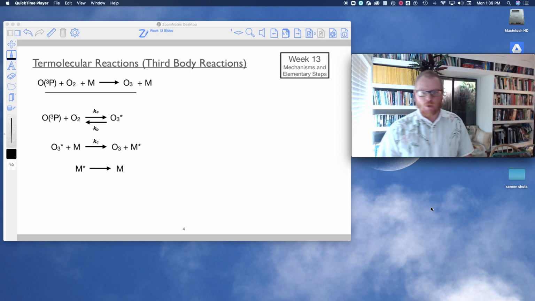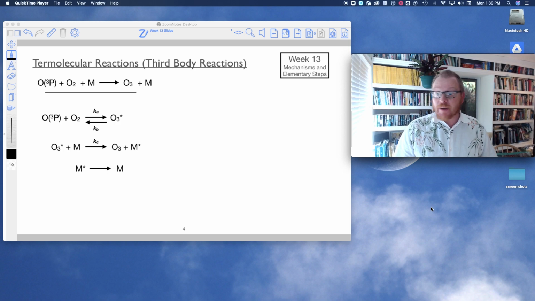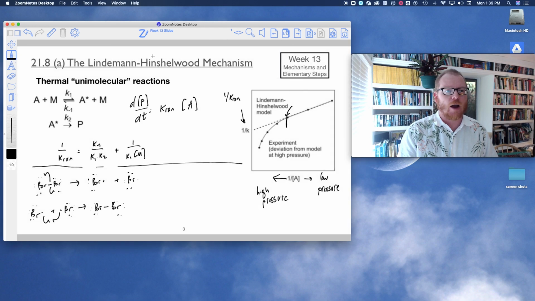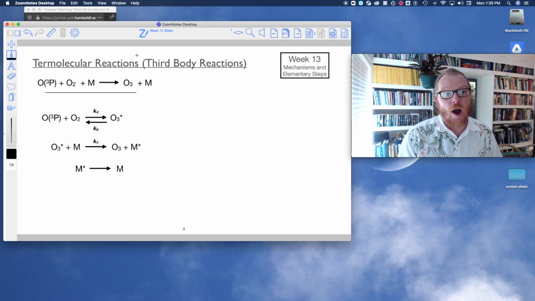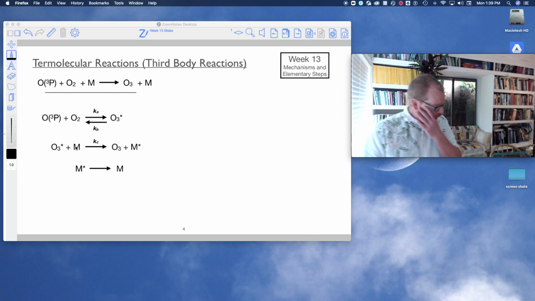Okay, hey folks, picking up where we left off. I'm going to talk about another specific mechanism example. Last time I went through the Lindemann-Hinshelwood mechanism, which is a general mechanism, but I used it specifically to talk about the bromine reaction. We can apply this mechanism to a lot of different types of reactions, so I want to apply it to this reaction with ozone now.